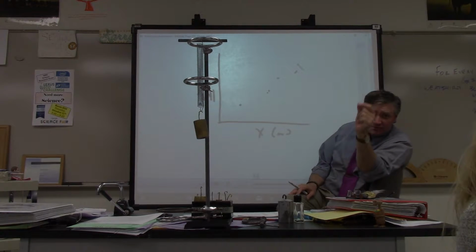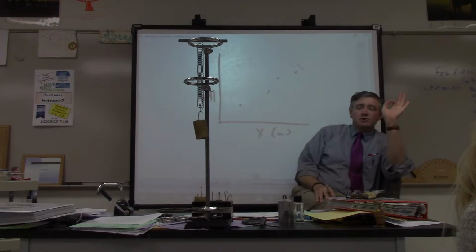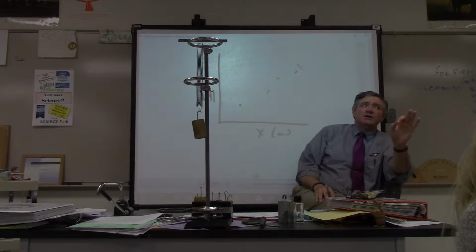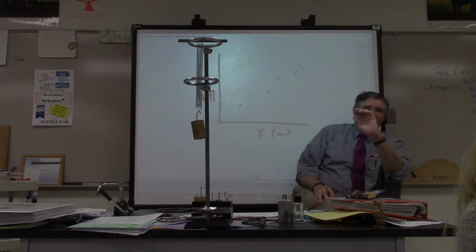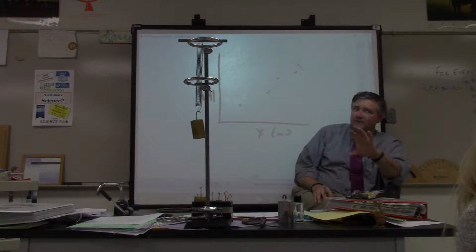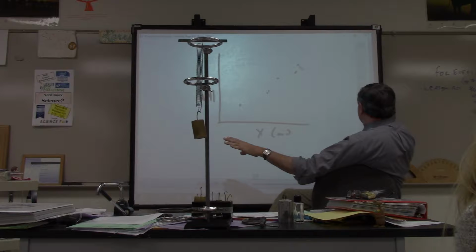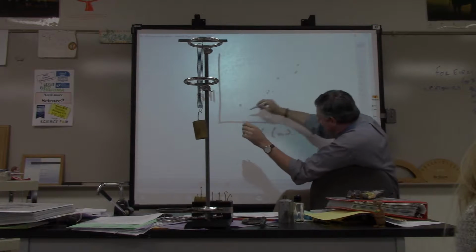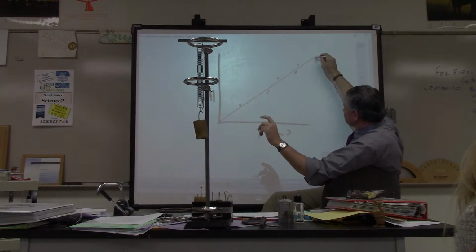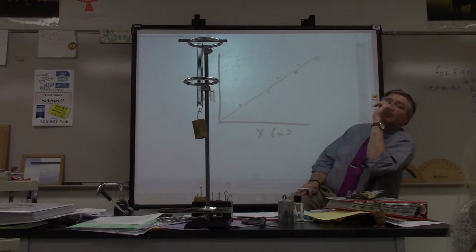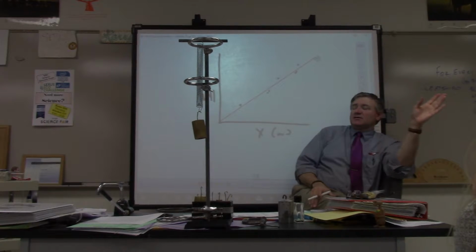Now, here's what's important to remember. You're plotting elongation, not length. Okay? I don't want the length of the spring. I want to know how far it's moved from that equilibrium point. So then you're going to draw a line of best fit. Okay, it's going to split these points, something like this.